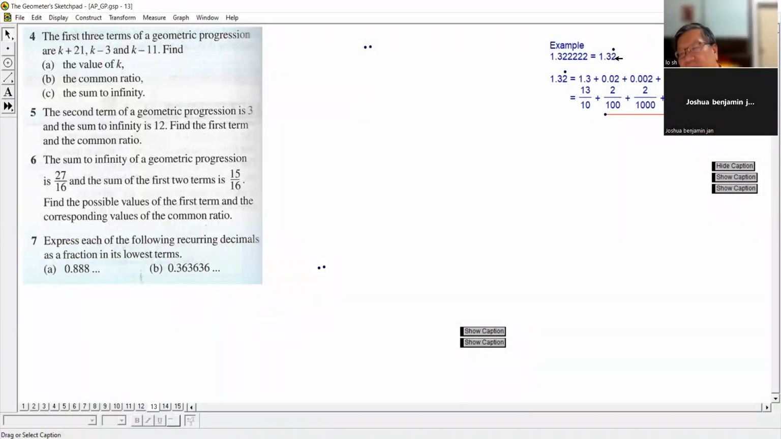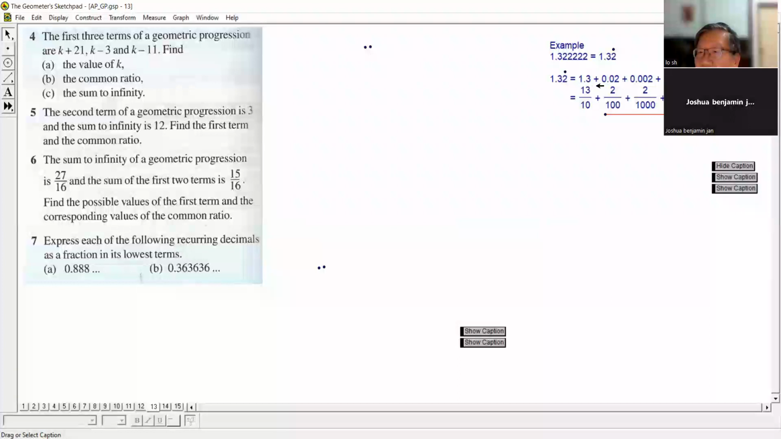So this number is actually a decimal number. I want to express this decimal number as a fraction. How are you going to do this number as a fraction? Okay. So first of all, I break this number into addition of many, many parts.